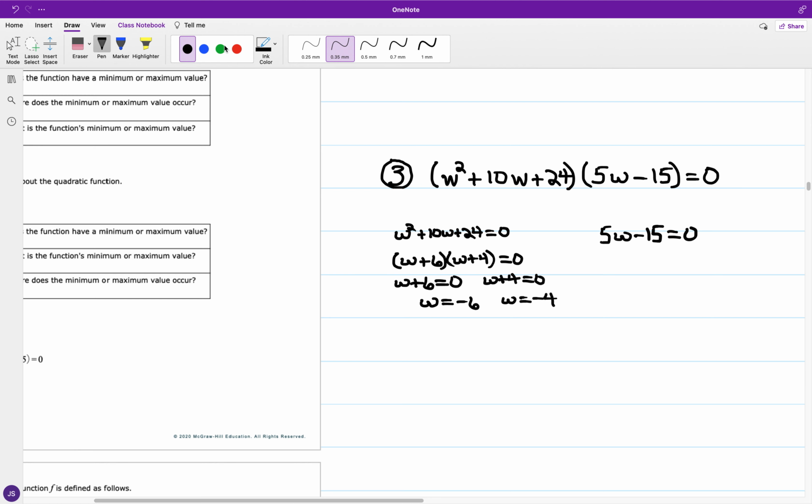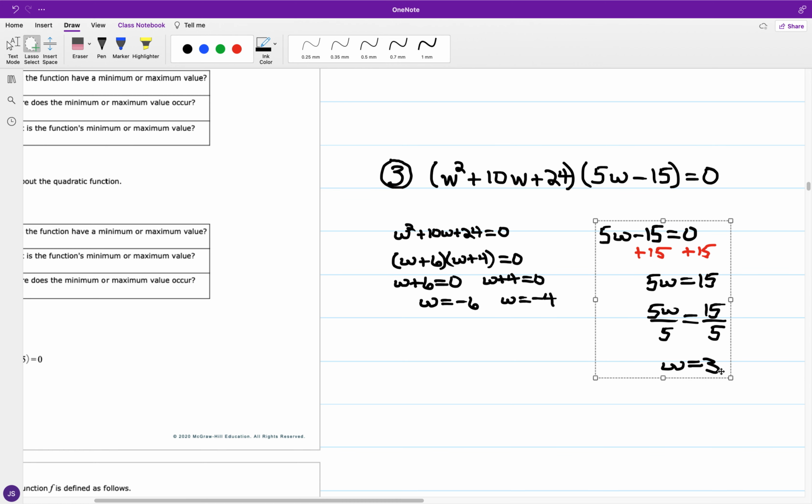And for what we have in the case of 5w minus 15 equal to 0, we have a two-step linear equation. What I can do is either divide the equation by 5, or just isolate 5w upon adding 15 to both ends. So 5w is equal to 15. And if I divide by 5, we'll have that w is equal to 3. Okay, and so we're going to have a trio of solutions in the variable w.